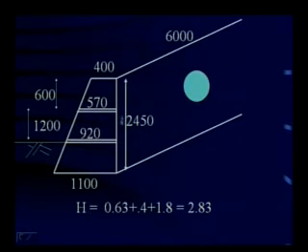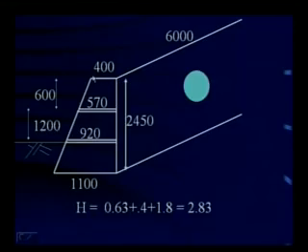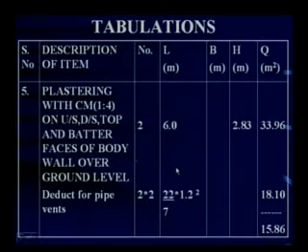To simplify, I have just added all round. Okay, plastering is nothing but it is in square meters, multiplication of length into width or height, whatever it is. So 1.8 plus 0.4 plus 0.63, it has come to 2.83. Just multiply the length 6 meters with 2.83, you get the area of plastering which is required.